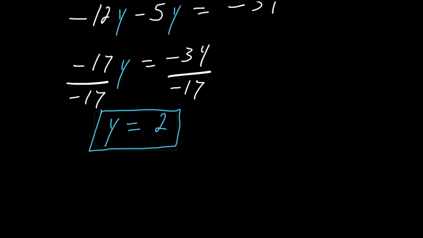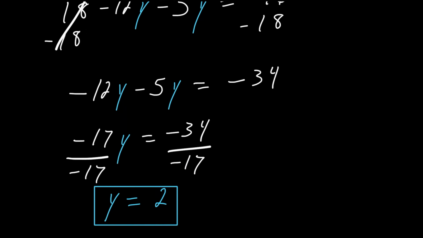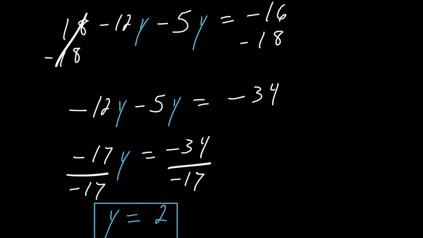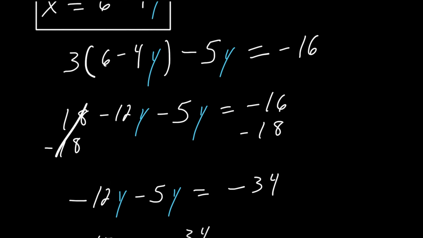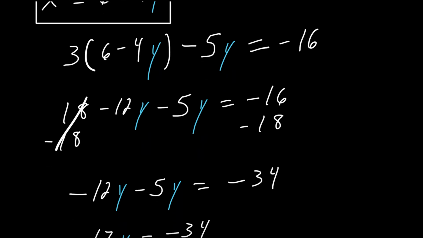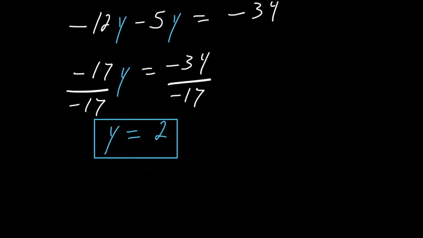So now that we have y solved, we're going to go back up and see what the x value was. X was this right over here. X was 6 minus 4y, and now y equals 2. So what we're going to do is rewrite our x value, and input our y value. So we're going to go x equals 6 minus 4y. That was our previous x value. Now we're going to input the 2 in there, so we're going to go x equals 6 minus 4 times 2.